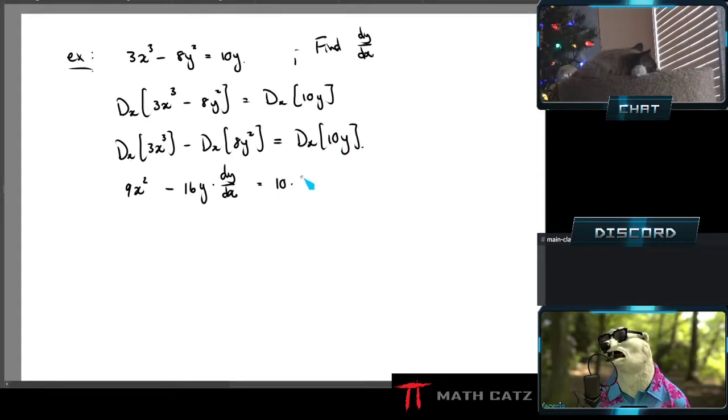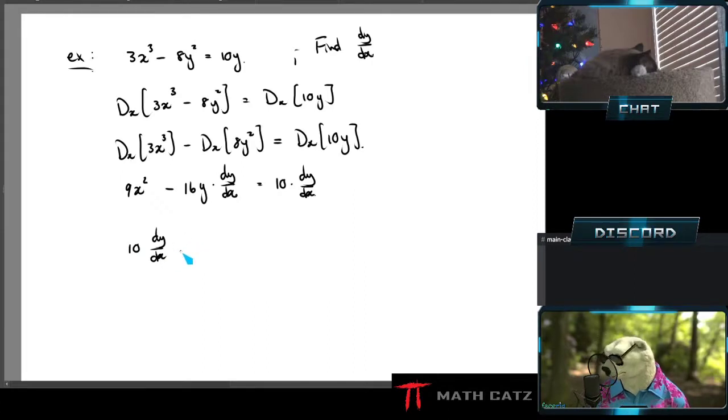Derivative of the inside function, dy dx. Remember, this is what I'm trying to solve. I'm trying to find dy dx, so I'm solving for dy dx. So I need to group all the like terms together. Let's maybe move it to the other side and then flip everything around, because why not?